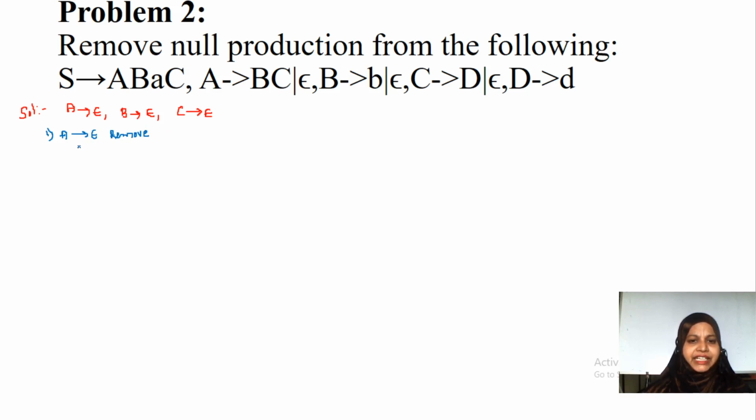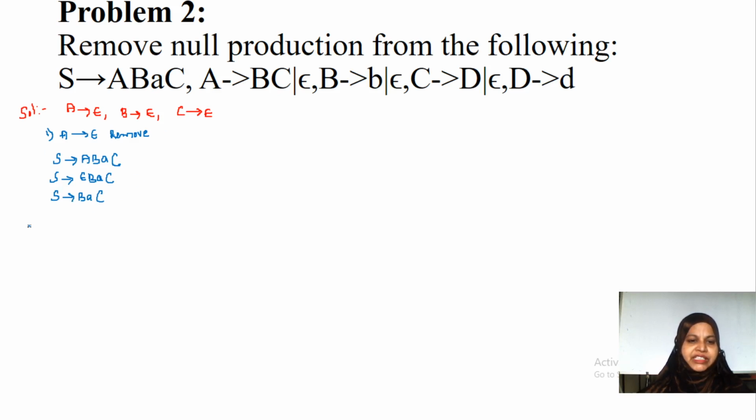Right here, wherever A is there, say here S, S tends to A, B, A, C is there. So S tends to epsilon B, A, C. S tends to B, A, C, right? Here A tends to B, C is there, no need. A, B tends to B is there, no need. C tends to D is there, no need. D tends to small d is there, no need. Just we have to add S tends to B, A, C for this one.